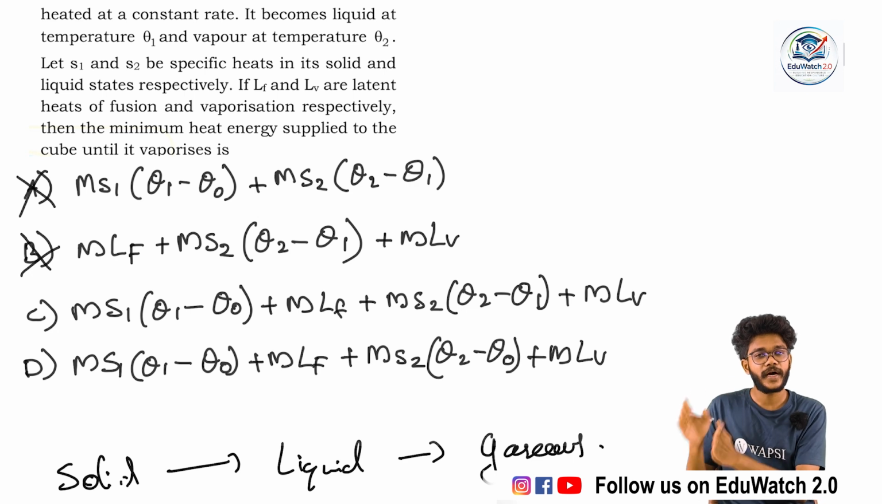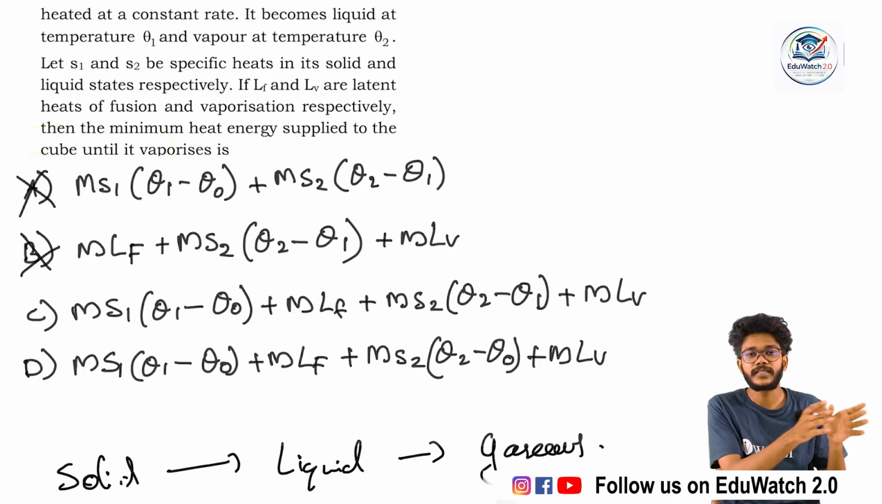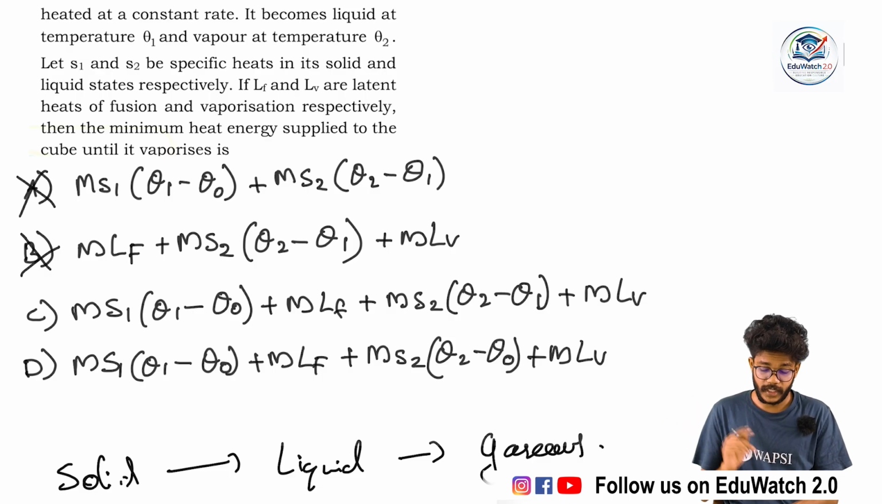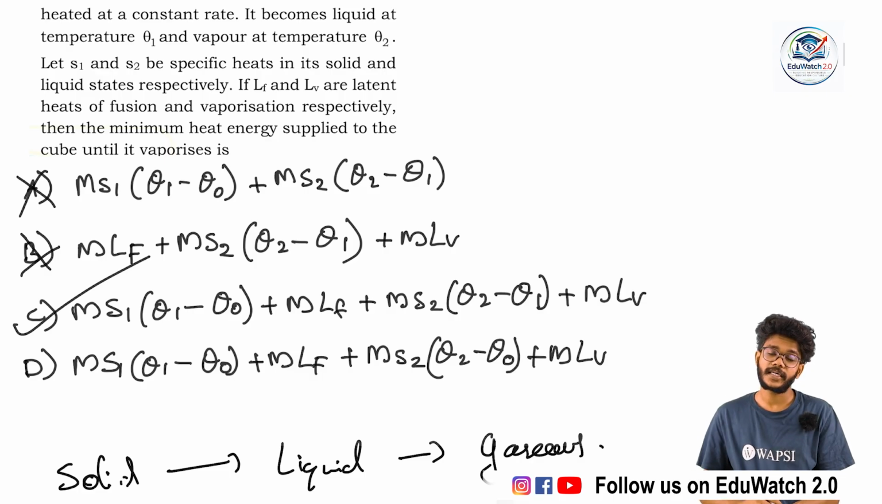If we are in vaporization, we want to bother only about the energy in the liquid state and the energy in the vapor state, not the energy in the gaseous state. So ms2 theta 2 minus theta 1 and ms2 theta 2 minus theta 0. Which one is the correct answer? ms2 theta 2 minus theta 1. So option C is the correct answer.